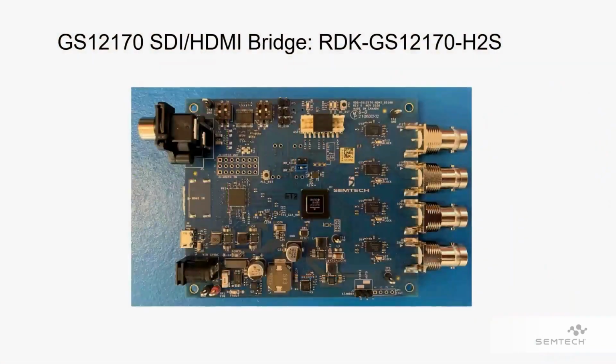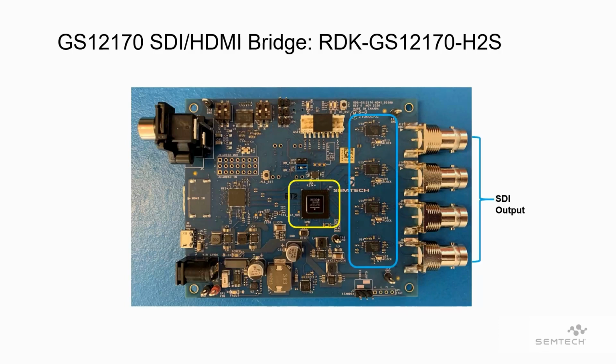Here is the GS12170 HDMI to SDI bridge board reference design kit, RDK-GS12170-H2S. The center of the RDK has the GS12170 with H2S mode configuration setting. The right side has SDI outputs using the GS12281 12G UHD-SDI reclocking cable driver. The left side is the HDMI input with a redriver.